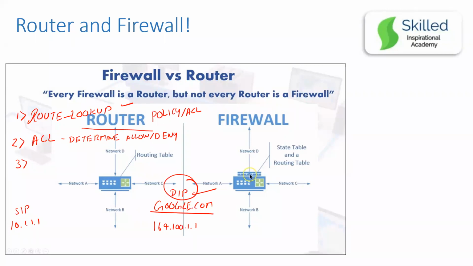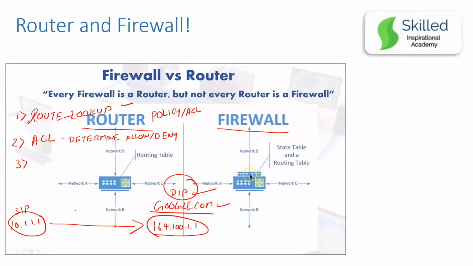Now when I'm talking about ACL, when I'm talking about route lookup, a firewall also does that. No problems at all. A firewall also does that. It also looks for the route lookup and also looks for policies and the ACLs in place. But there's one difference when it comes to the router and the firewall. Most of you guys have already said that, but for the people who are freshers and not much aware of the firewalls and the router, for them, see what happens is, if this is the source IP, this guy needs to get to the destination of 164.100.1.1, which is my google.com.